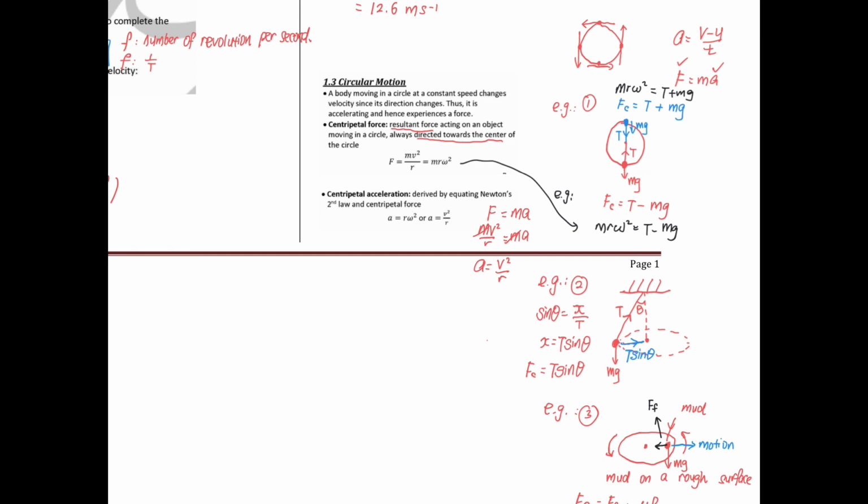Okay, so that is one form. Of course, to get a equal to r omega squared, we have to let mr omega squared equal to ma. Then you cut the m on both sides, and we get a equal to r omega squared. So these are the two formulas that we get: a equal to r omega squared and a equal to v squared over r. Okay, so settle for this page.